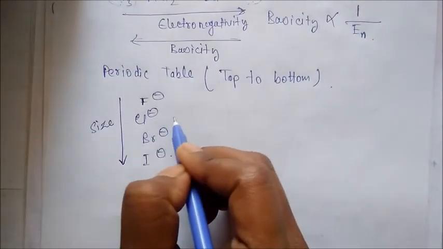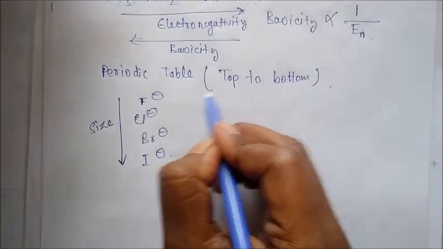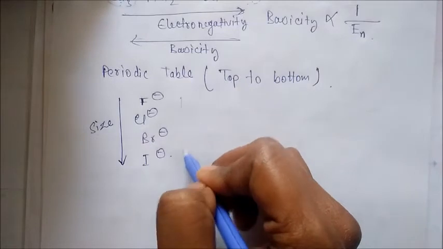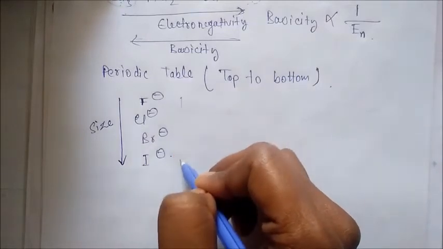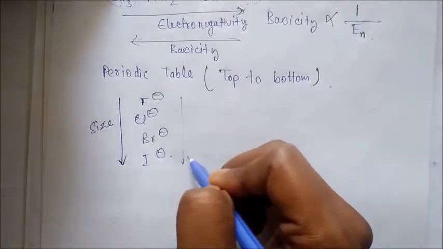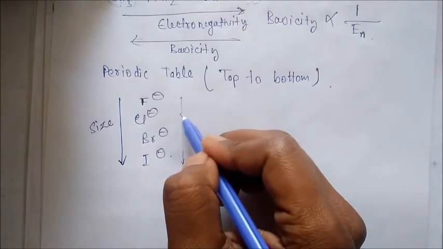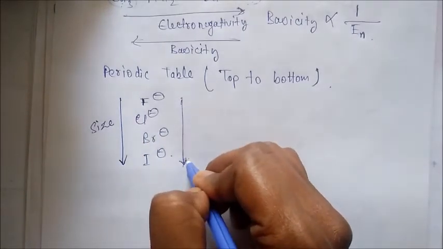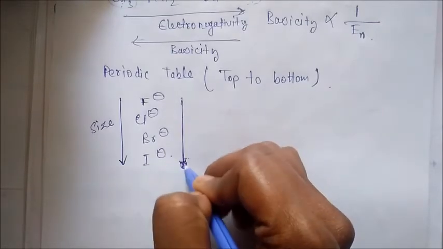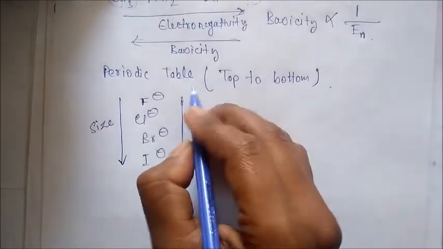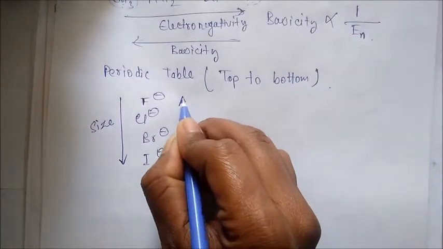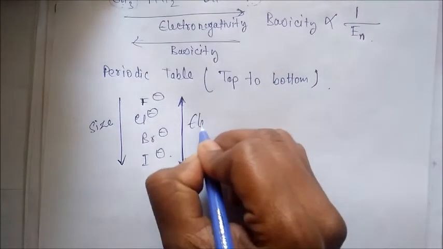Why is the size increasing? As you go from top to bottom, there is an addition of one extra shell down the group. So as the shell number increases, the size also increases. As the size increases, there will be a decrease in electronegativity. So electronegativity will increase from bottom to top.